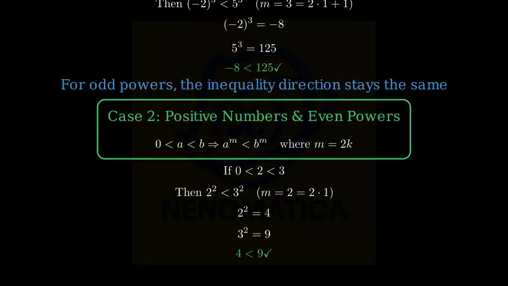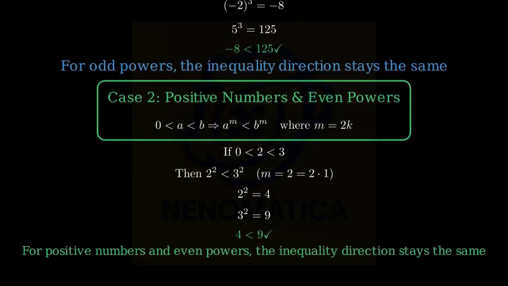Let's verify this. 2 squared equals 4, and 3 squared equals 9. And indeed, 4 is less than 9. The key insight here is that when we raise positive numbers to an even power, the inequality direction remains the same. This is because for positive numbers, raising to even powers preserves their order.